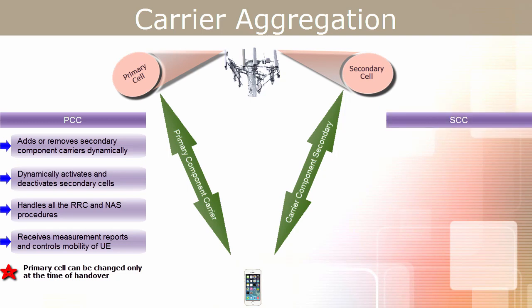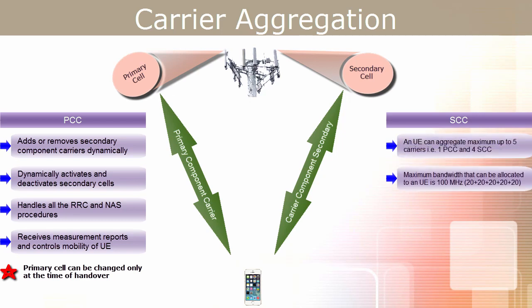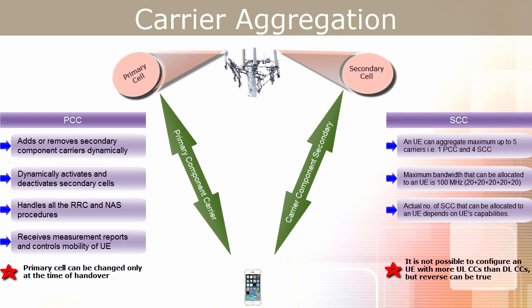Now, a few important points about secondary component carriers. As per the latest specifications, a UE can aggregate maximum up to 5 carriers, that is, 1 primary component carrier and 4 secondary component carriers. So, the maximum bandwidth that can be allocated to a UE is 100 MHz. The actual number of secondary component carriers that can be allocated to a UE depends on the UE's capability. Remember, it is not possible to configure a UE with more uplink component carriers than downlink component carriers, but the reverse can be true.